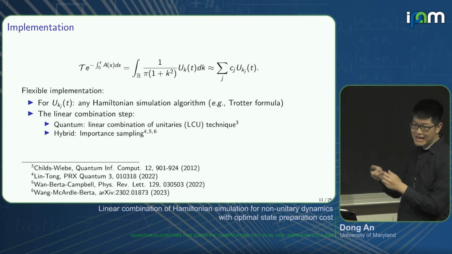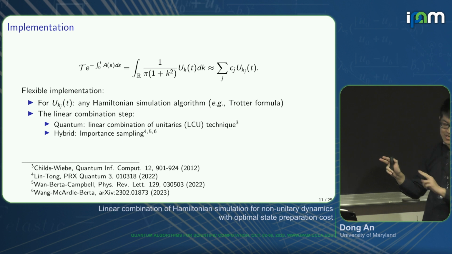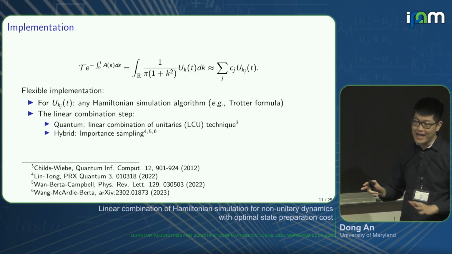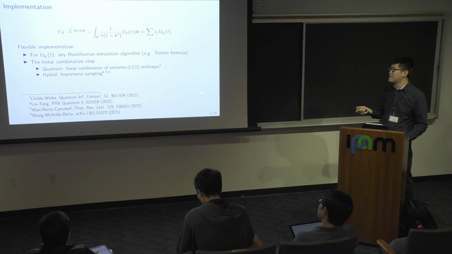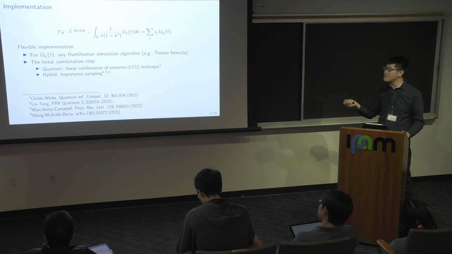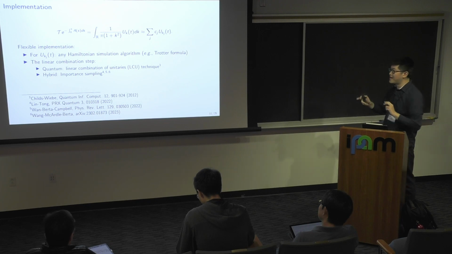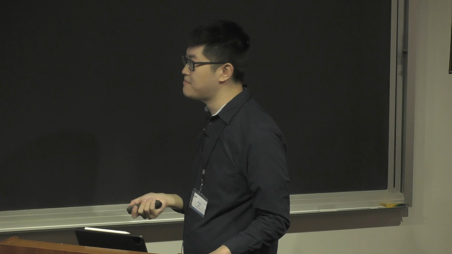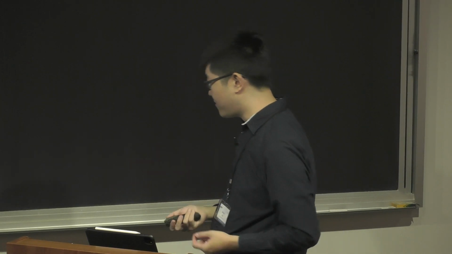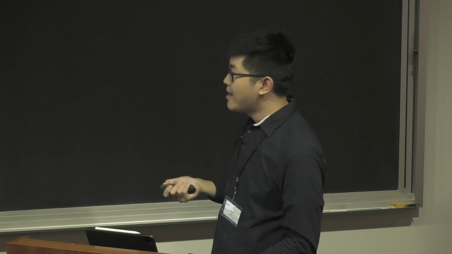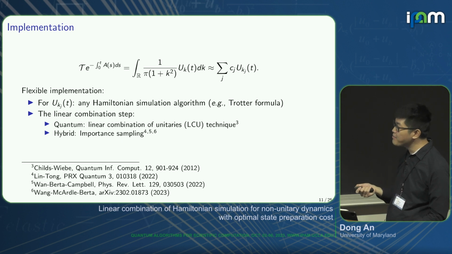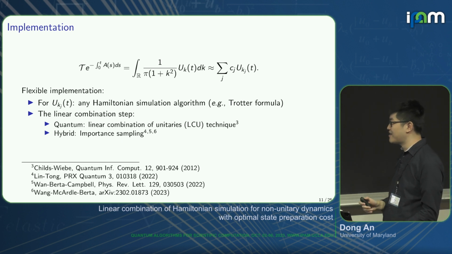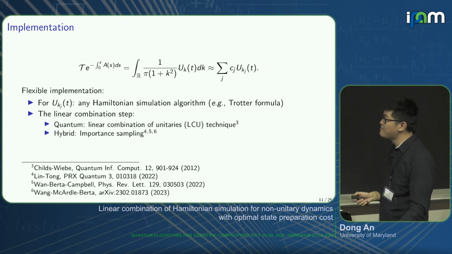To do this, we also have some flexibility. We can do this quantumly, or in a hybrid fashion. For example, since this is a linear combination of unitaries, we can use the quantum subroutine with the same name, linear combination of unitaries, or LCU. It was first proposed by Childs and Wiebe for the Hamiltonian simulation problem, but it turns out to be a very powerful tool for designing quantum algorithms beyond that. And if we don't like a purely quantum approach, we can also do a hybrid approach based on importance sampling. I think you've already heard that in the previous talk in this workshop, but I will also mention this later.